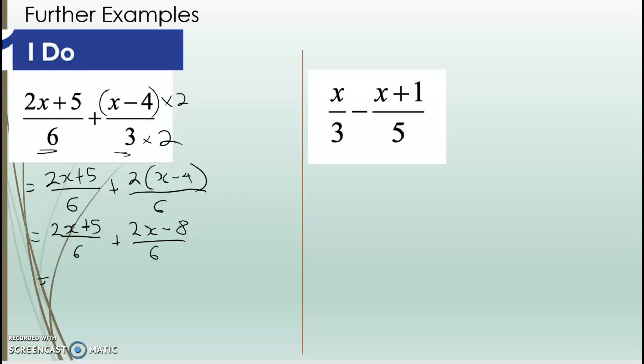Now I have the denominators the same. I'm just going to combine the fractions. So on the numerator will be 2x plus 5 plus 2x minus 8 all over 6. I'm now going to collect like terms. Simplify, I'm going to get 4x minus 3 over 6.